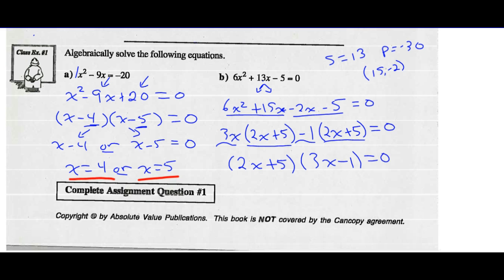I can now set either factor equal to 0 to solve this equation. So 2x plus 5 could equal 0, or 3x minus 1 could equal 0. And solve those simple equations.